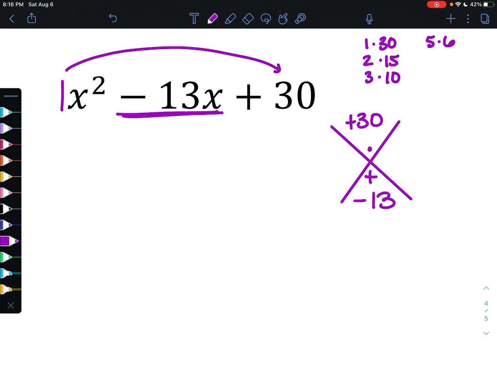Okay, now I want these to multiply together to get me a positive 30, and the only way that's going to happen is if either both of my numbers are positive or both of my numbers are negative.